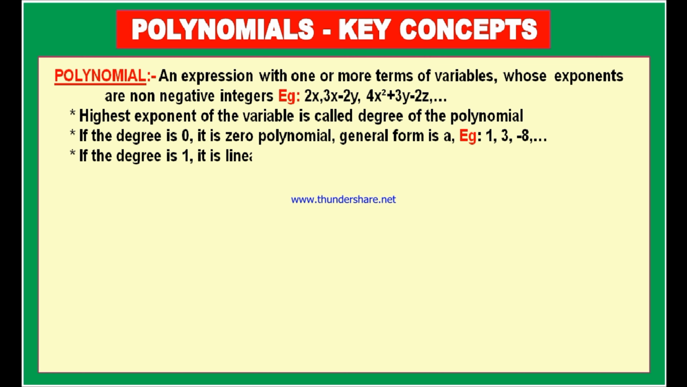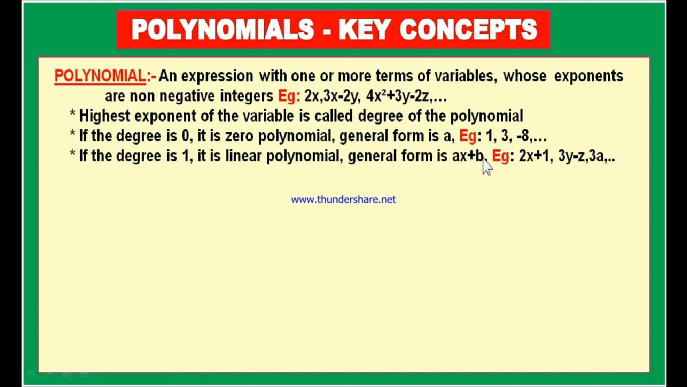Another point, if the degree is 1, then it is a linear polynomial. The general form of the linear polynomial is ax plus b. Here a and b are constants and x is the variable. In the general form ax plus b, a and b are constant numbers and x is the variable. Here what is the exponent of x? There is no value written here. It means 1 is there. Therefore the exponent of the variable x is 1.